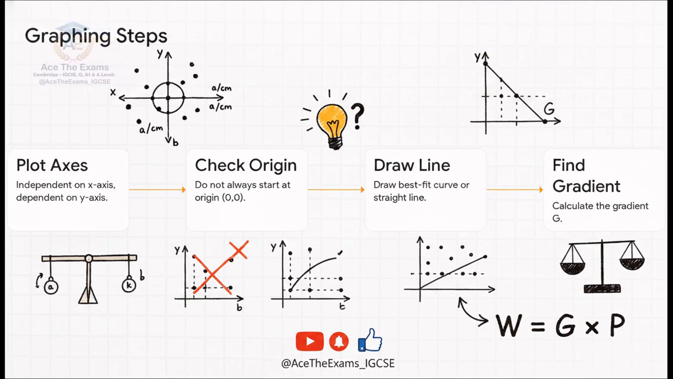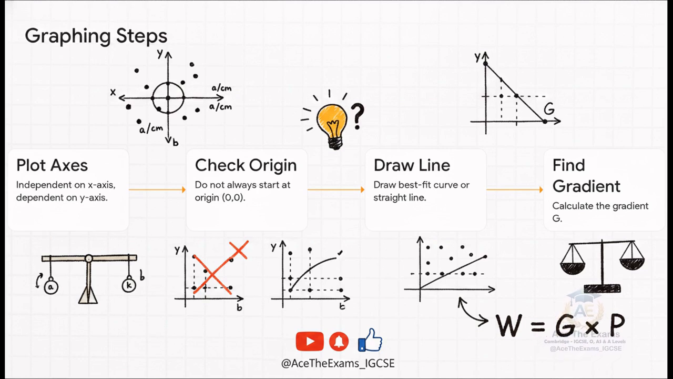Let's quickly walk through the required steps using a balancing meter rule experiment. You're measuring distances A and B from the pivot to balance a load. Step 1. Always plot your independent variable on the x-axis and your dependent on the y-axis, making sure to label them with units like A/cm. Step 2. Pay close attention to the prompt. Often it explicitly says you do not need to begin your axes at the origin, 0, 0. Doing so when you don't need to will just cramp your data into a tiny corner, losing you scale marks.